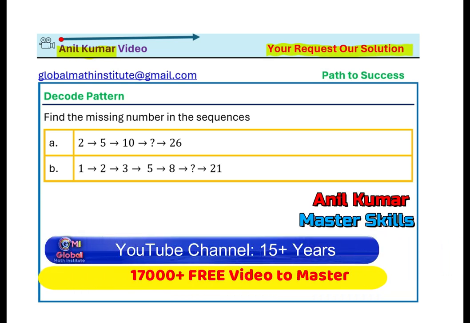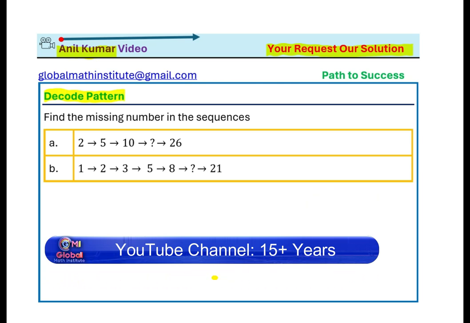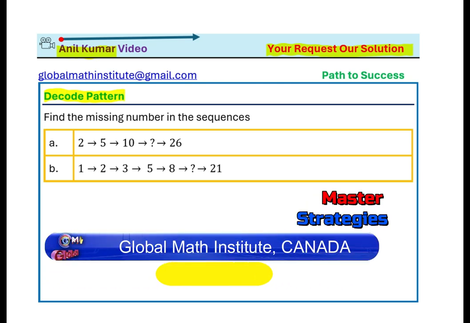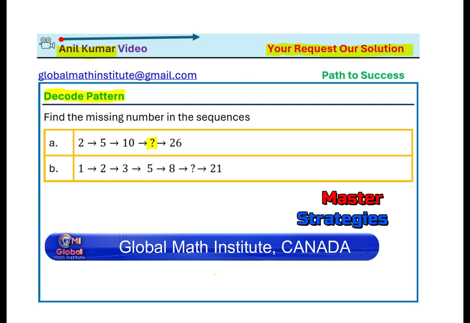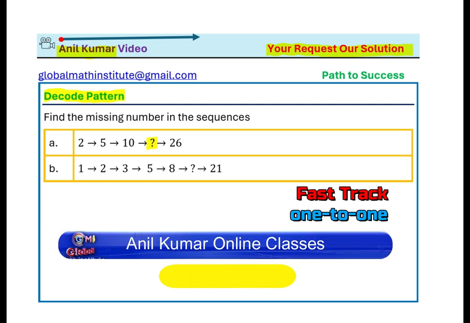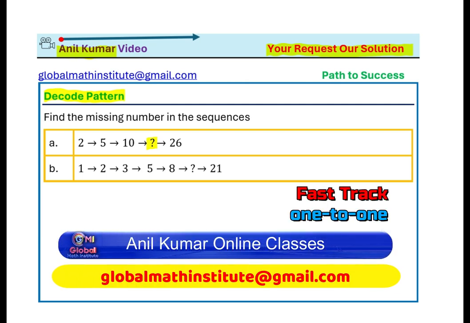Here we have two interesting examples on how we decode patterns. Find the missing number in the sequence. A: 2, 5, 10, something which we want to decode, 26. B: 1, 2, 3, 5, 8, something, 21. You can always pause the video, answer this question, and then look into my strategy.